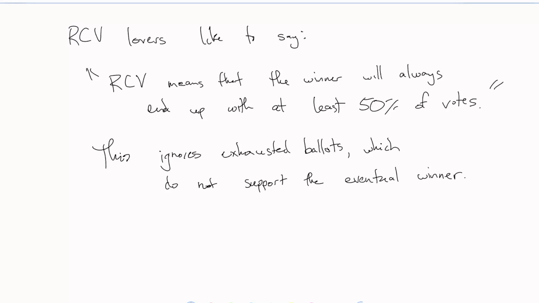The winner will always end up with at least 50% of the votes. I think they mean for this to imply that whoever wins automatically is the favorite of at least 50% of the voters, but that's not true at all. It only means in the last round, which, who cares about that, right? There were many voters whose votes were thrown away.